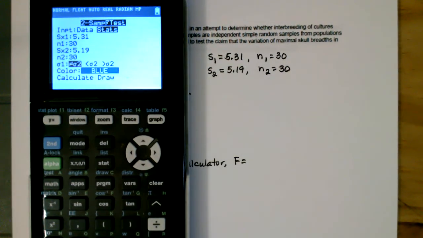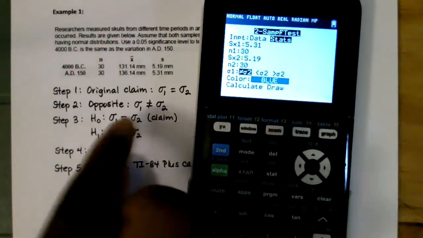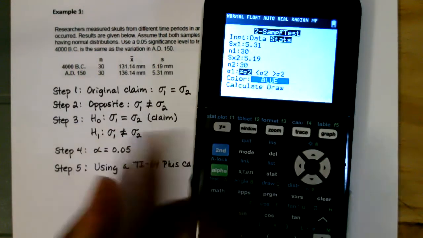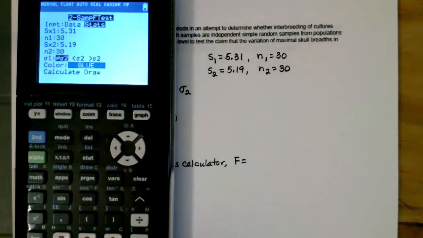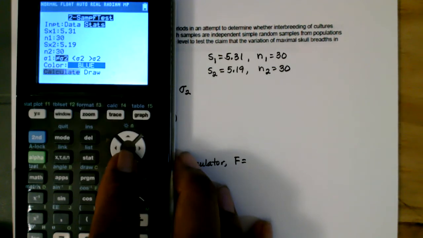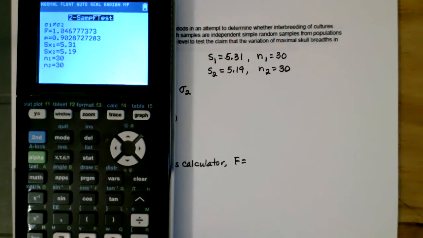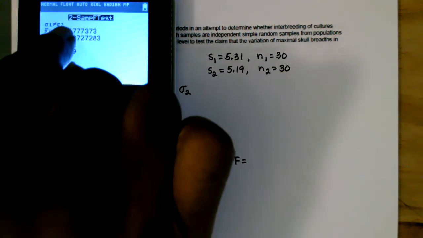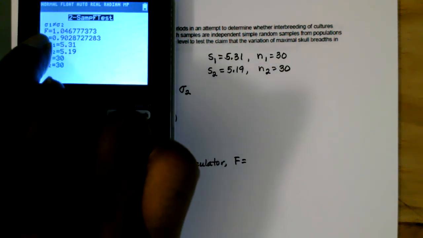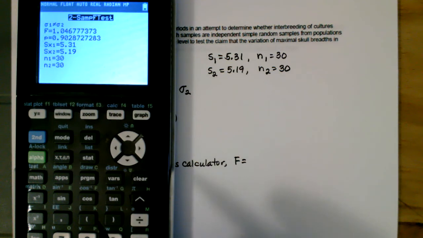And then sigma 1 is either going to be not equal to, or less than, or greater than. If you look at your alternative hypothesis, it's not equal to. So you want the cursor on top of the not equal to sigma 2, press enter to highlight that. And then use your down arrow key to highlight the word Calculate, put the cursor on top of Calculate, press enter. And here we go. What's on top is the alternative hypothesis. This is your F test statistic. That's your p-value. So that F test statistic to 2 decimal places will be 1.05.